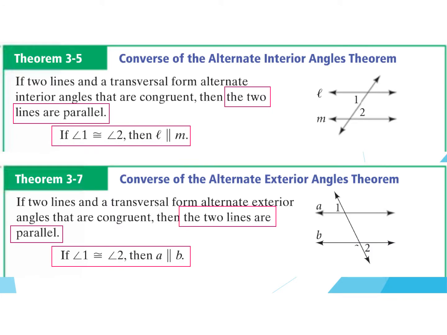Similarly, the converse of the alternate interior angles theorem says that if two lines and a transversal form alternate interior angles that are congruent, then the two lines are parallel. So if angle 1 and angle 2 are congruent, then the lines are parallel. And the converse of the alternate exterior angles theorem says if two lines and a transversal form alternate exterior angles that are congruent, then the two lines are parallel. So if angle 1 and angle 2 are congruent, then the lines are parallel.